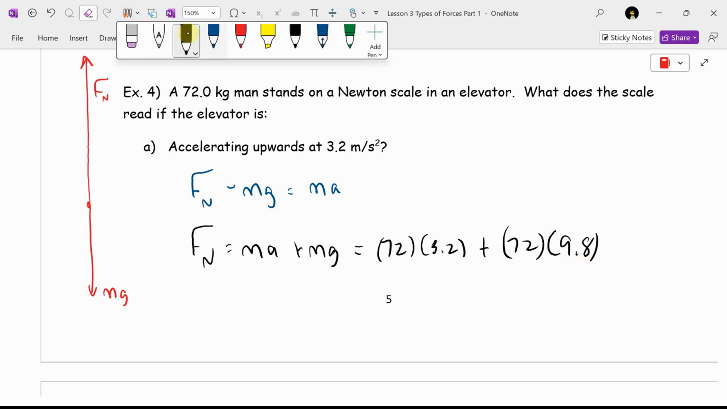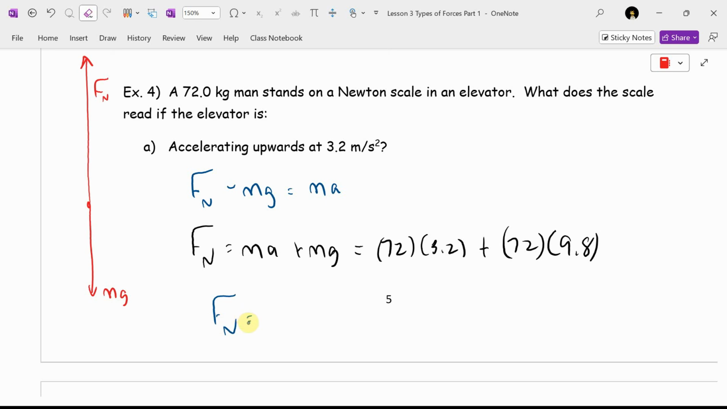How hard is the ground pushing up? What is the scale reading? How big is the normal force? That's all the same question. I just phrased them differently. I might be able to do this in my head because it's going to be 72 times 13. 720 plus... Now, what'd you get?